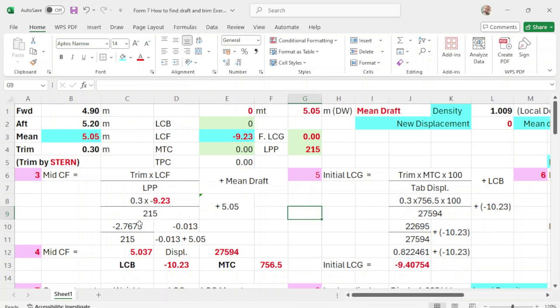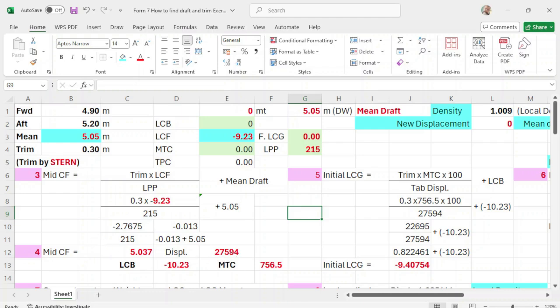Transpose the formula. So trim times LCF, that will be negative 276, divided by LPP, that will be negative 0.013, plus your mean draft of 5.05. You add this one, then your mid draft at center of flotation is 5.037 or 5.04, and the displacement is 27594. That will be number 4.